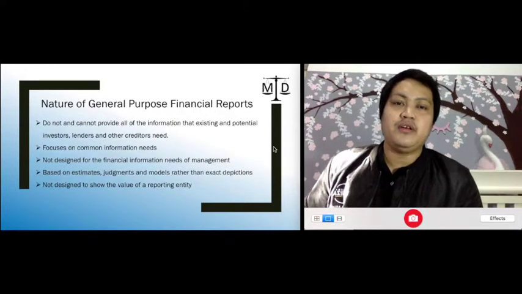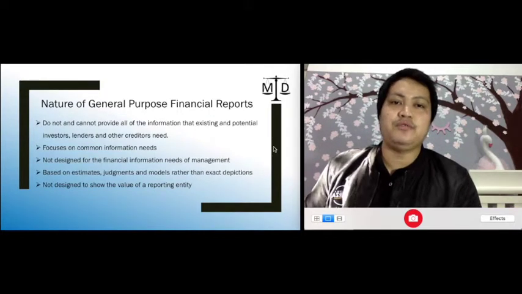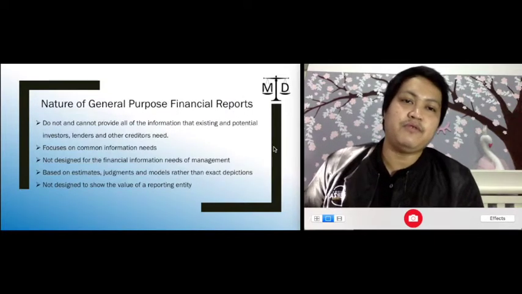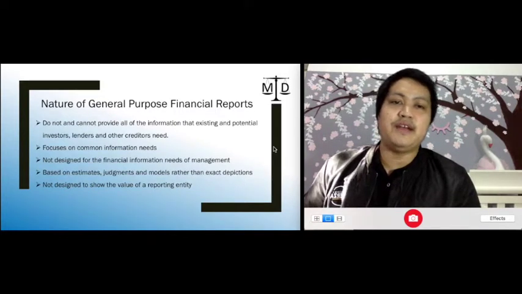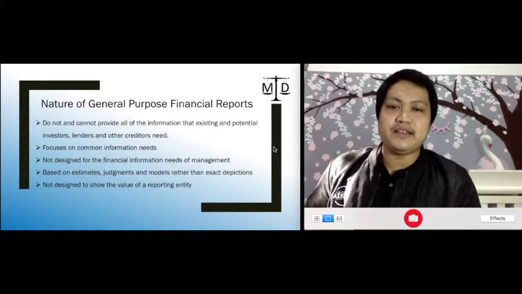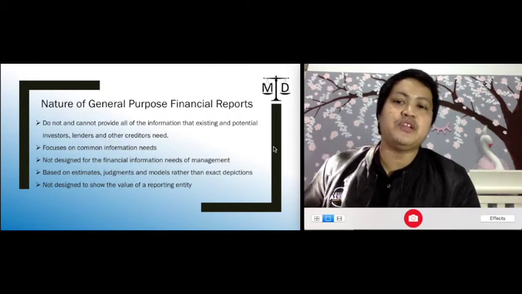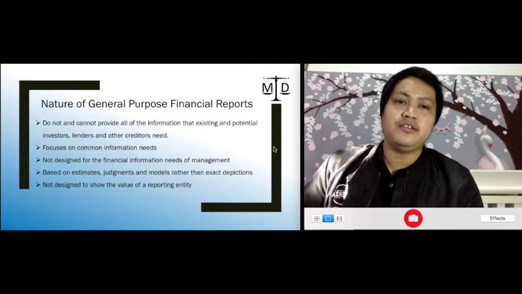So more often than not, general purpose financial reports use historical cost because this information is more verifiable and more reliable, as this cannot be refuted. It is now up to entities to make allowances for depreciation, amortization, or other matters so as to reflect the decrease in the value of our assets. But to simplify everything I've just mentioned, our general purpose financial reports do not show the current value of a reporting entity. So again, this serves as a warning to our financial statement users.